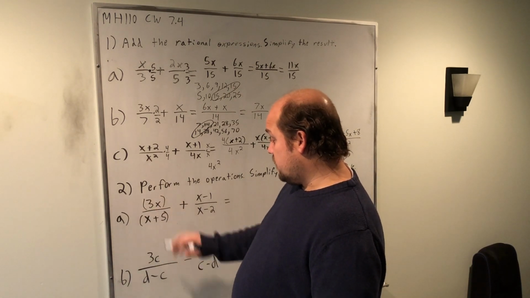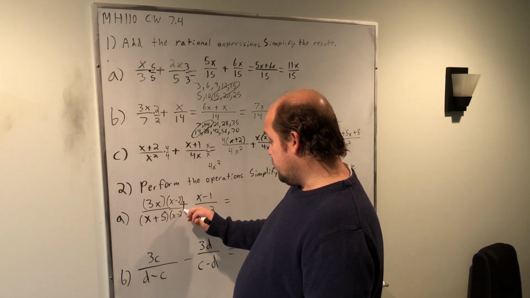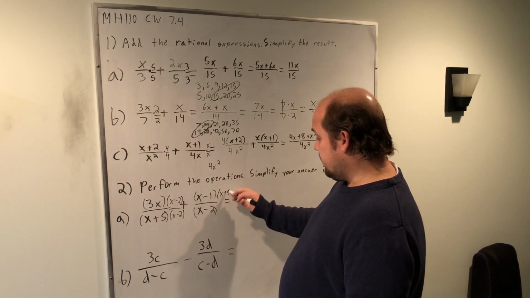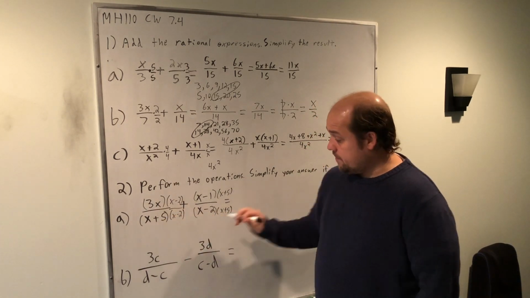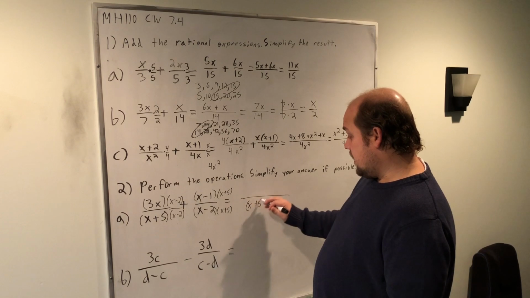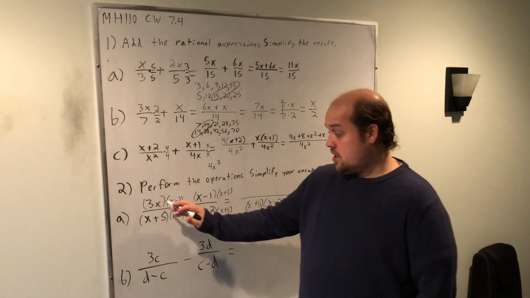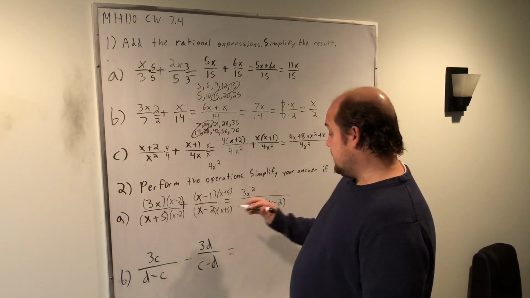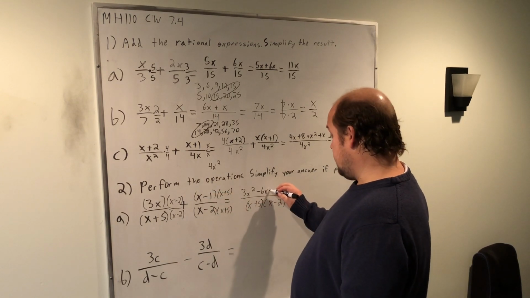Here I have 3x over x plus 5. I'm going to multiply it by x minus 2 over x minus 2. Here I have x minus 1 over x minus 2. I'm going to multiply it by x plus 5 over x plus 5. When I do this, on bottom, I'm going to have, for each of these fractions, x plus 5 times x minus 2. On top, I've got to do out my multiplication. 3x times x gives me 3x squared. 3x times negative 2 gives me negative 6x. x times x gives me x squared.